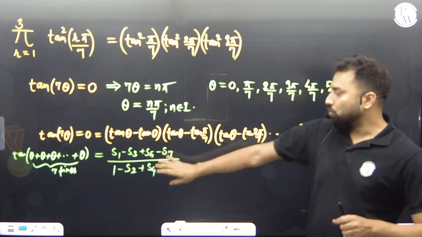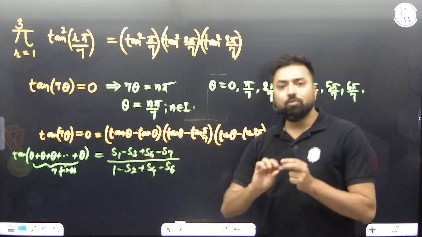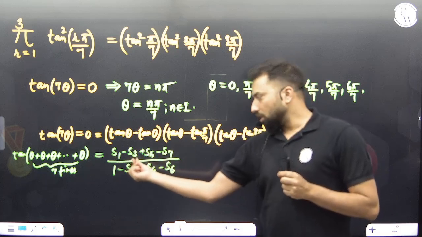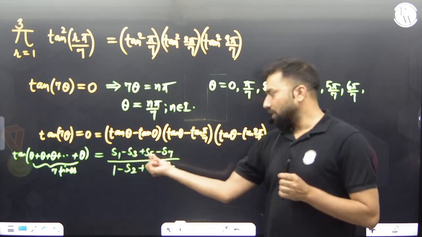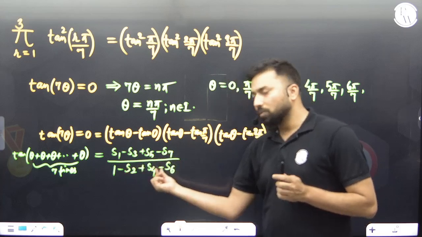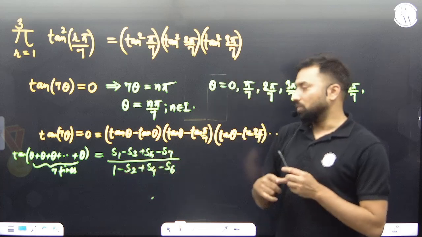What are these S1, S2? S1 is the sum of the terms taken one at a time. Similarly, S3 is the sum of the terms taken 3 at a time, then taken 5 at a time, taken 7 at a time, and in the denominator, taken 2 at a time, 4 at a time, 6 at a time.